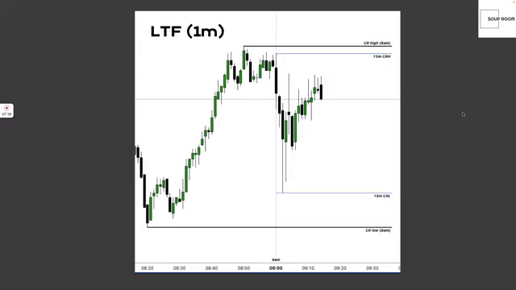Here's the example on the lowest time frame. Well, there is lower, but 1 minute. 9 a.m., 15 minutes passes, we draw out the high and the low.